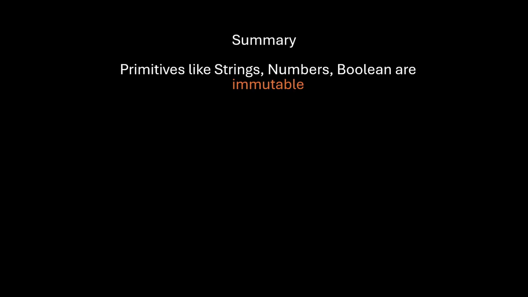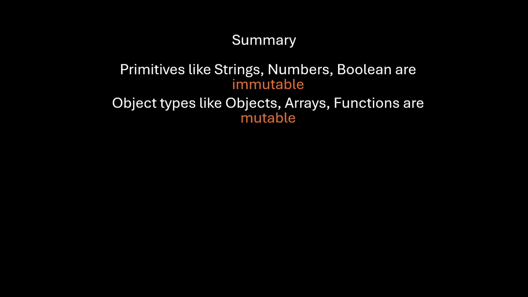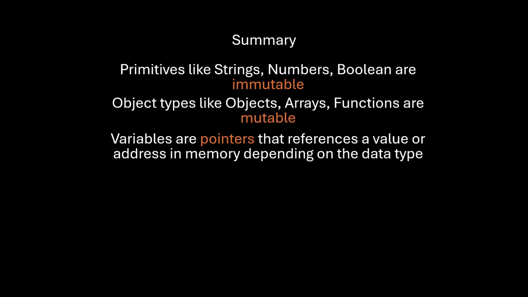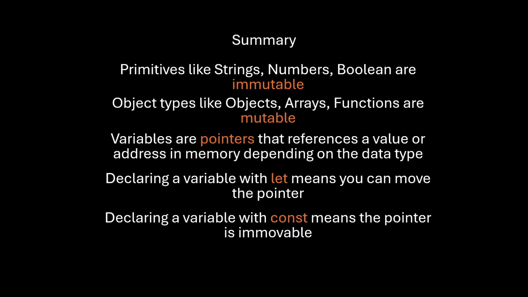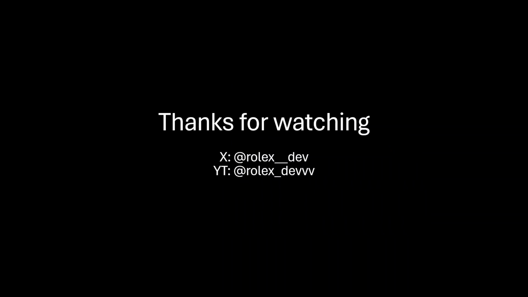To summarize, primitives like strings, numbers, booleans are immutable. Their values cannot be changed after assignment. Object types like objects, arrays, functions are mutable. Their values can be changed regardless of whether they were declared using let or const. Variables are pointers that reference a value or address in memory depending on the data type. Declaring a variable with let means you can move that pointer, while declaring the variable with const means the pointer is immovable.